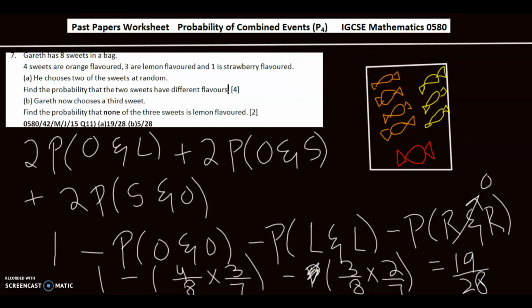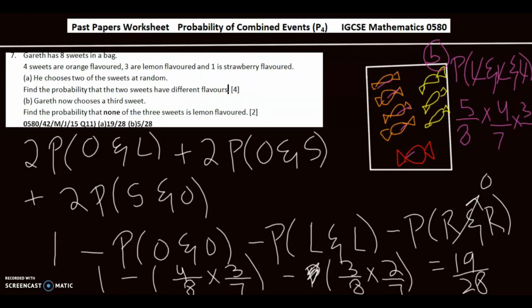Part B, Gareth now chooses a third sweet. Find the probability that none of the 3 sweets is lemon flavored. So for part B, I'm finding the probability of not getting lemon, then again not getting lemon, then again not getting lemon. Probability of not getting lemon would be 1, 2, 3, 4, 5, so 5 upon 8 times 4 upon 7 times 3 upon 6. This should give 5 upon 28.